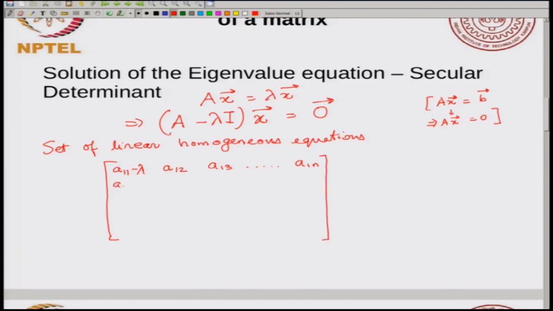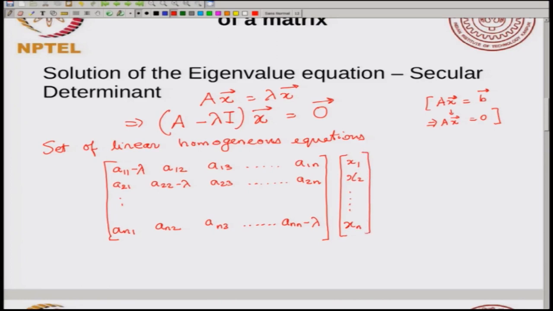and so on. So you have A 2 1, now you will have A 2 2 minus lambda, A 2 3, A 2 n, and A n 1, A n 2, A n 3, A n n minus lambda. Okay. So this is the matrix, and what you have is this multiplied by x. X is a vector, I will just give it some coefficients x 1, x 2 up to x n. Is equal to 0. I should explain what this 0 is.